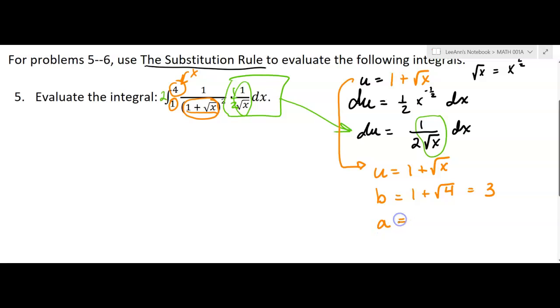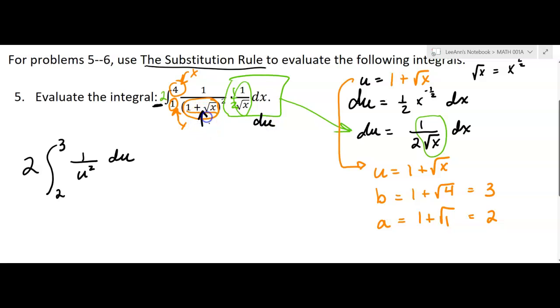And then our a is going to be 1 plus the square root of 1. Okay, so that's going in there. So we're putting in a 1 for x, and that's going to be 1 plus 1, which is 2. Okay, now we're ready to write the new integral then. So it's going to be 2, that 2 that we had in front, and then the integral, now our upper and lower limits changed, so 2 to 3, and then we're going to have 1 over u squared times du, okay? So this is my du, and then this little part in the parentheses, see how it's got that, and then the square there? That's the u right there.